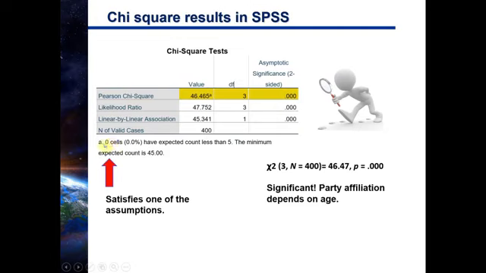Looking over here, we can see that no cells have an expected frequency less than 5. So we've satisfied one of the assumptions. In fact, it says that the expected count, the minimum in our data, is 45. So we have nothing to worry about as far as that assumption is concerned. And then the next step would be to actually describe the relationship. All right.